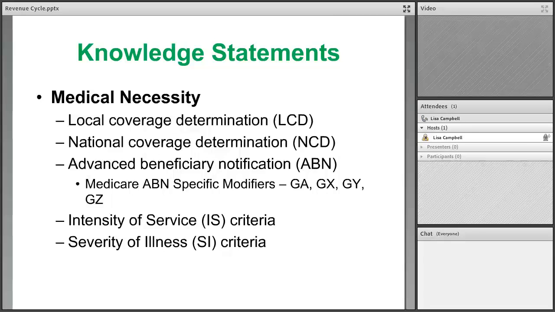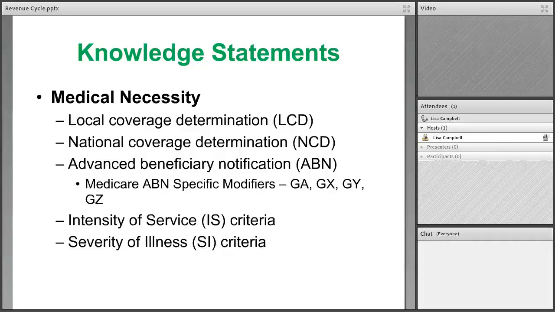Okay, two other concepts that you need to be aware of, and I know you've heard these before, and it's the intensity of service and the severity of illness criteria. So this is typically something that is explored when we are thinking about admitting a patient to the hospital. And I want you to consider this scenario.